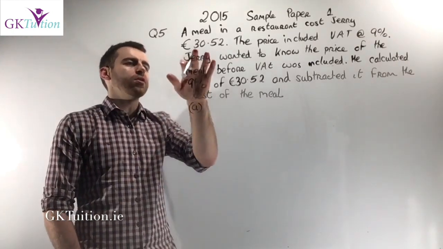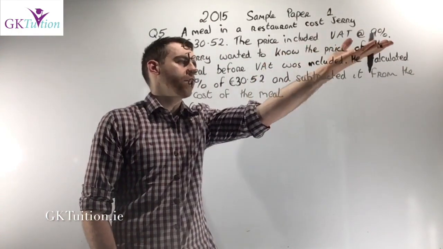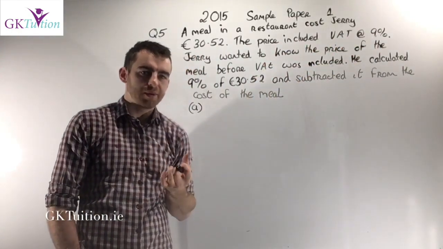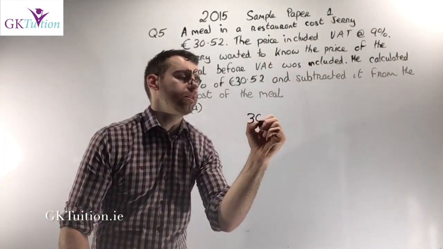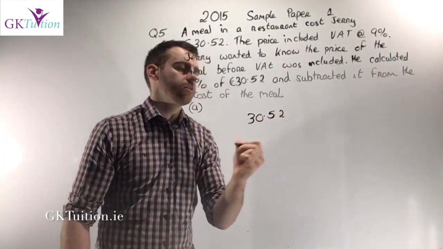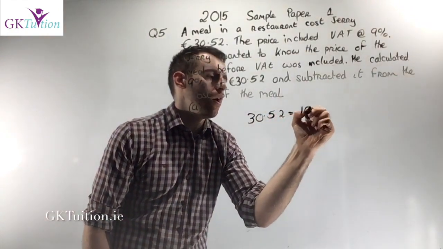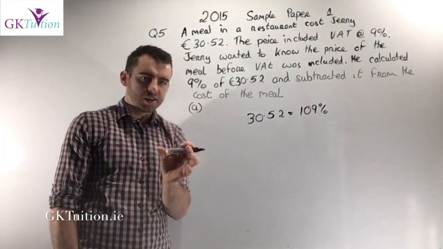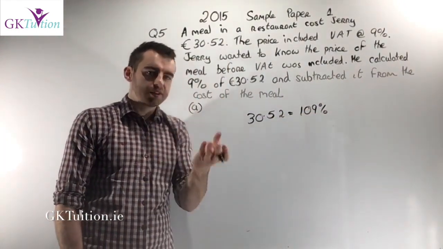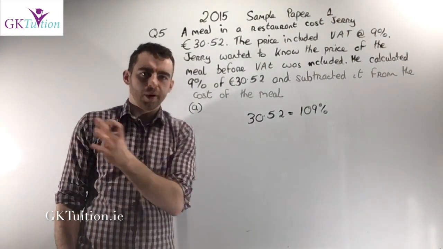I know that €30.52 is the cost of the meal plus the VAT. 9% VAT has already been added to this figure. So that tells me that the price that Jerry actually paid, €30.52, is in fact 109% of the original cost of the meal. It's the cost of the meal, the 100%, plus the 9% VAT. So we'll just follow the same logic as we've been doing throughout the video.